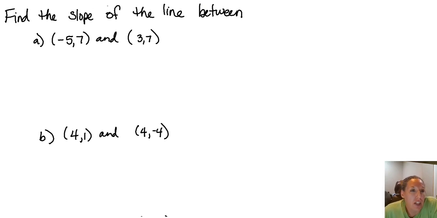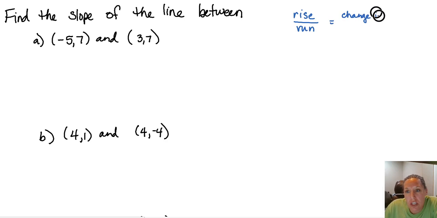Hello, in this video we're going to take a look at lines and slope. Find the slope of the line between these 2 points. So remember, the slope of the line, some people think of it as the rise over the run, is going to be the change in our y values divided by the change in the x values. And it doesn't matter which point we call point 1 or which point we call point 2.